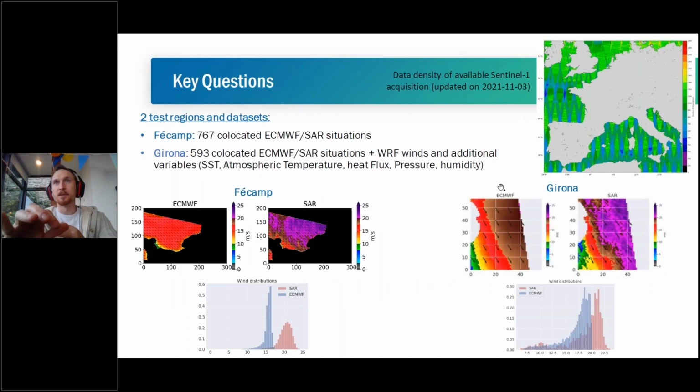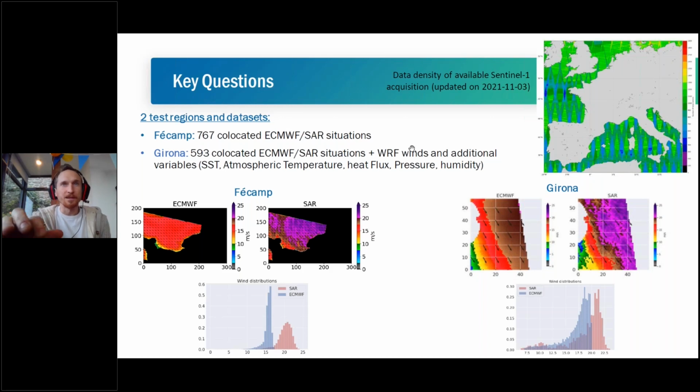So to do this, we've been studying two sites of interest. One which is located around Fécamp. Here, I guess you can see my mouse. And another one which is located off Girona, which is located off the boundary between France and Spain. And we have several hundred collocated cases of wind situation between ECMWF model and SAR-derived measurements.